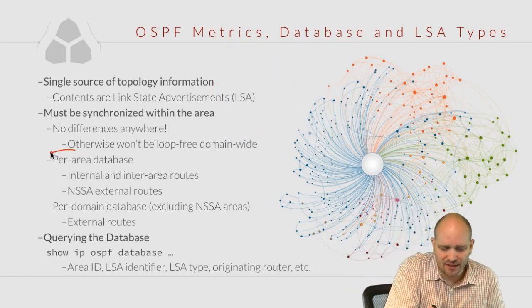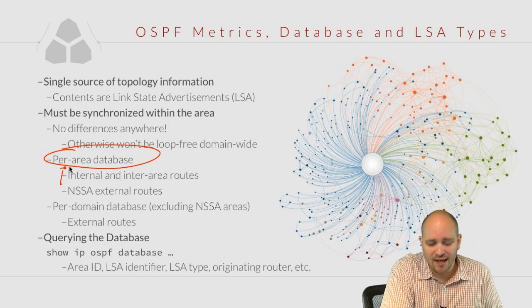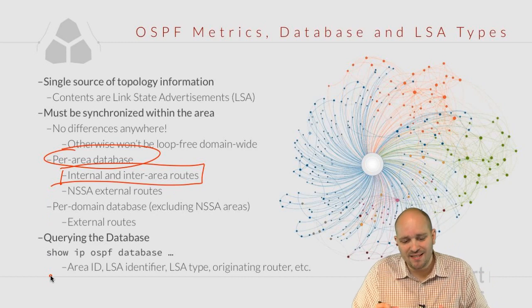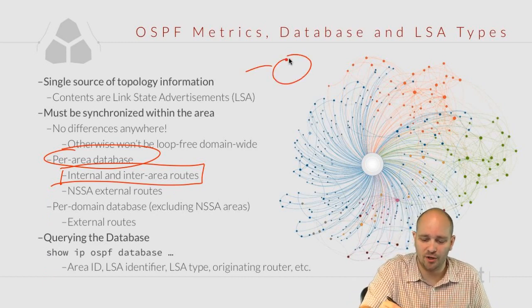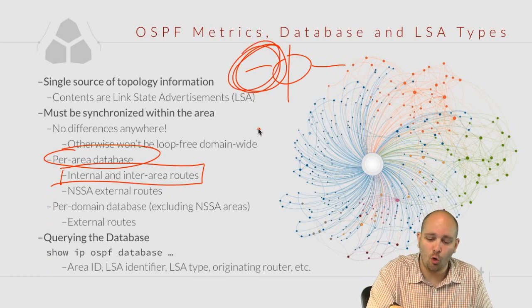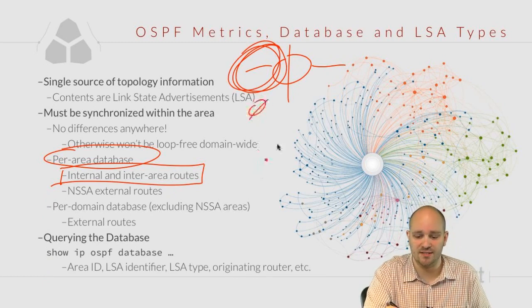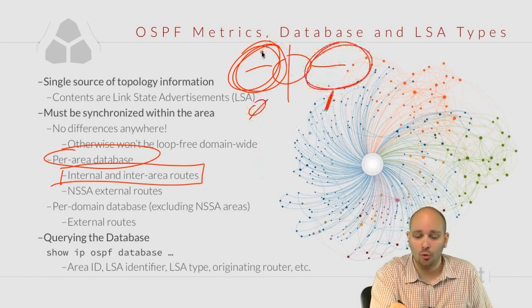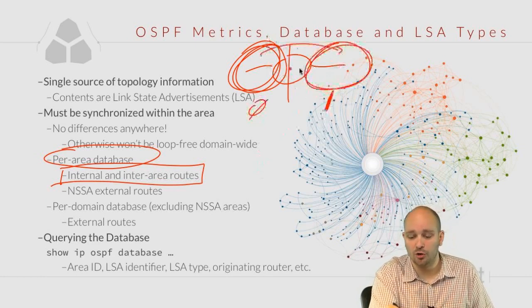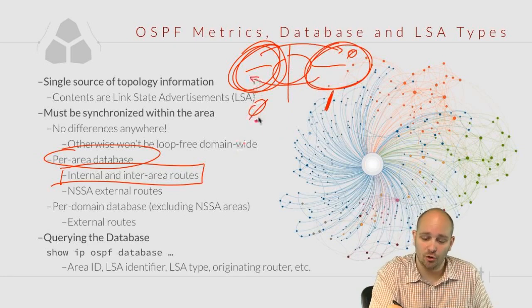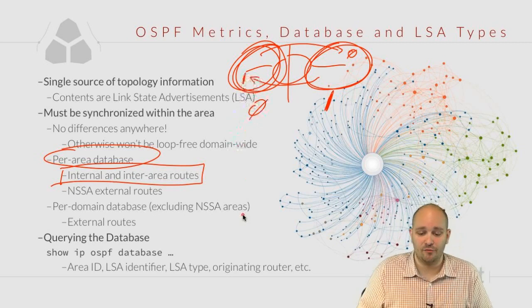So these per area databases here are kept for internal and inter-area routes. That means that these databases on this router here are going to be carrying the information about all the internal routes in, say, area 0 here, and all internal routes for area 1 here, but also in area 1 we are going to have the inter-area routes from area 0, and in area 0 we are going to have the inter-area routes from 1.